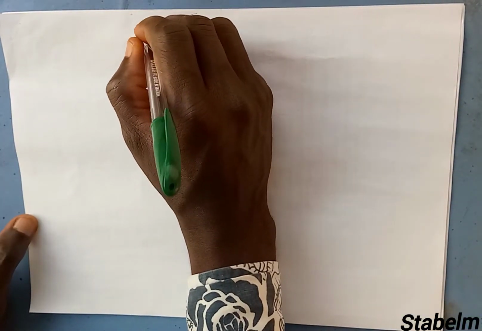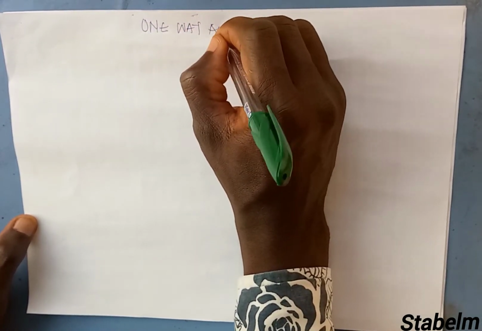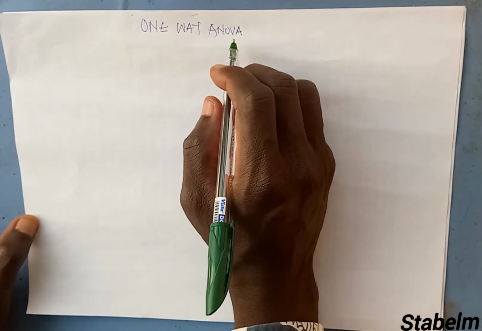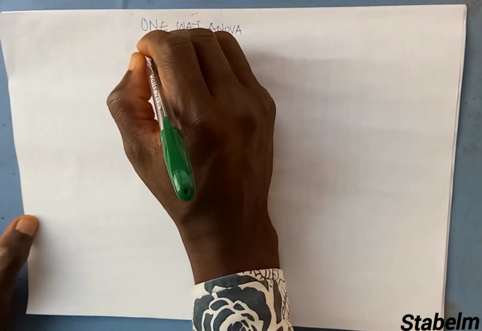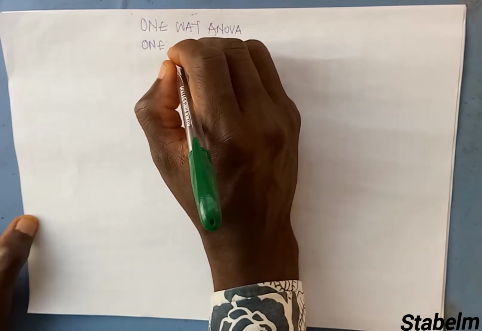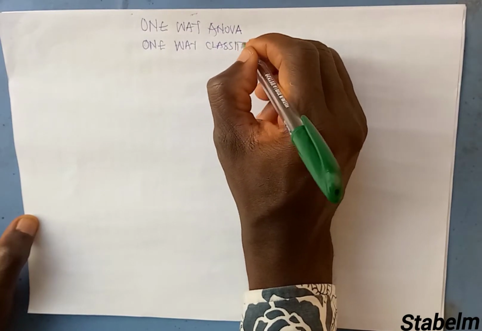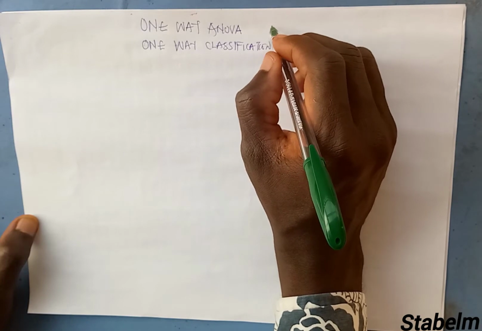Hello guys. So we want to look at ANOVA analysis. This is a one-way ANOVA, which is an analysis of variance. We can call it one-way ANOVA, or we say one-way classification. All right, this one-way ANOVA, one-way classification.